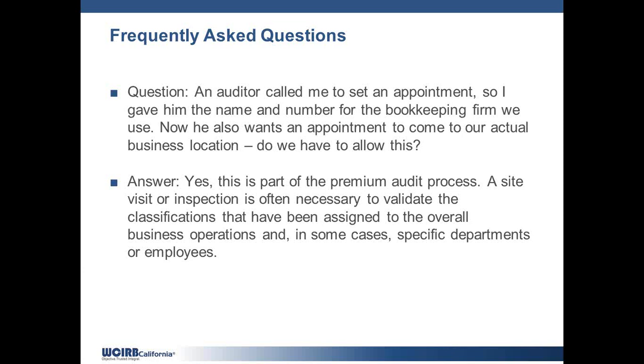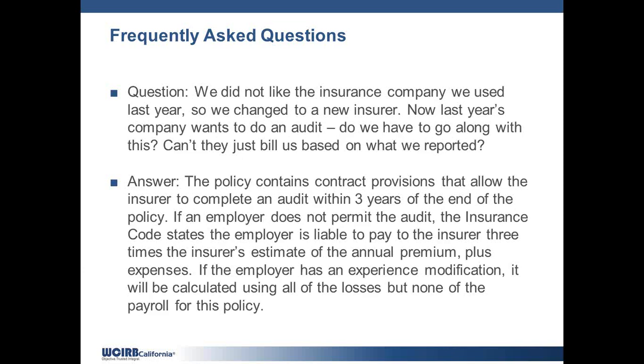If an employer does not permit the audit, the insurance code states that the employer is liable to pay the insurer 3 times the insurer's estimate of the annual premium plus expenses. If the employer has an experience modification, it will be calculated using all of the losses, but none of the payroll for this policy, potentially increasing the applicable experience modification.